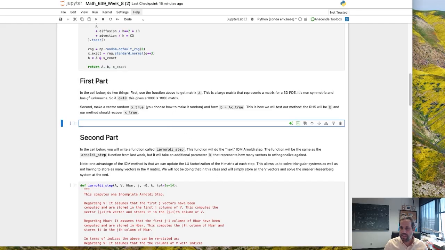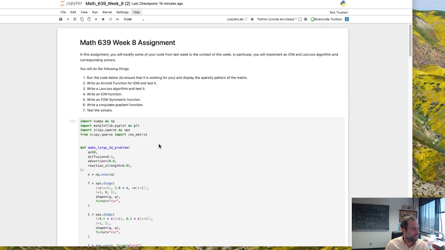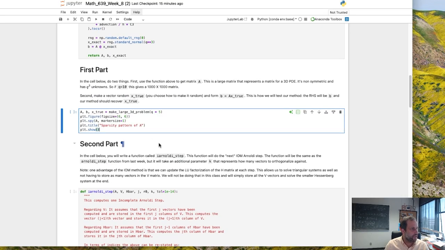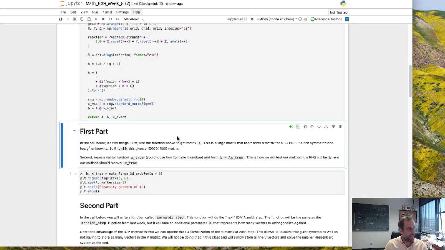I don't know if this is exactly what I had before. I think before, the name of the function that made the matrix was like, I'm getting confused on what I'm looking at now. Anyways, here it's make large 3D problem. So I'm going to put it here. I don't think I've run this yet, so let me run this.